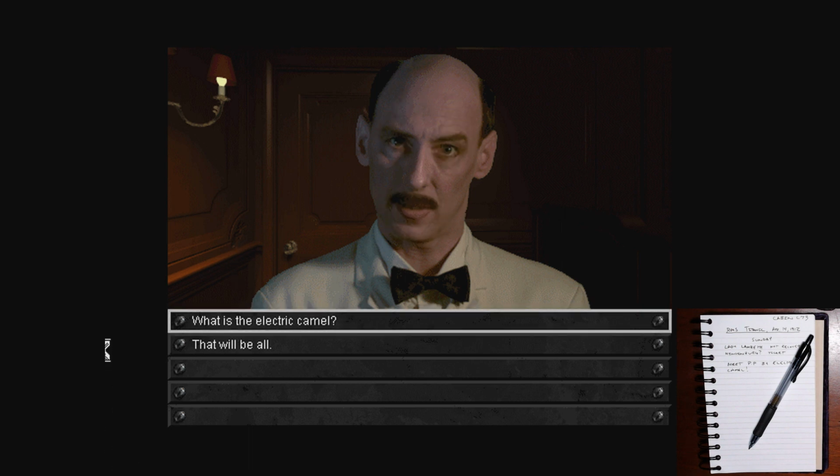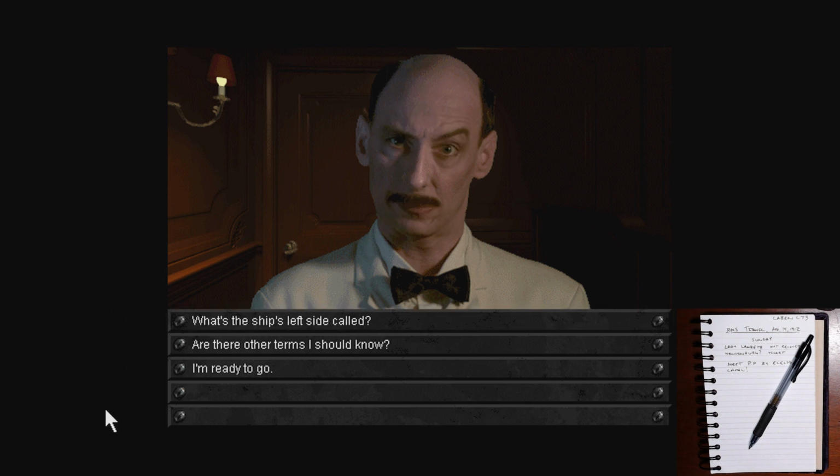The electric camel, an exercise device. They say it is good for the liver. I wouldn't know. It's located in the gymnasium, on the boat deck, on the starboard side. That's the right side, in case you had not been informed. Yes, starboard, port, port side's left side, fore and aft, or the bow and the stern. The bow being the front and the stern being the back.